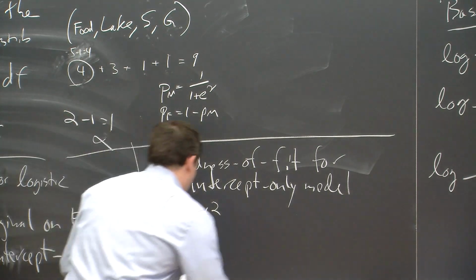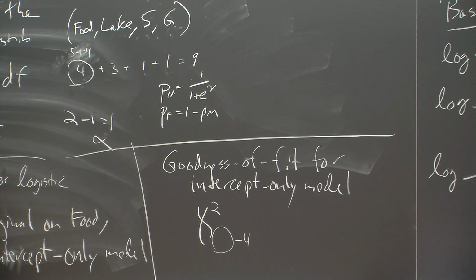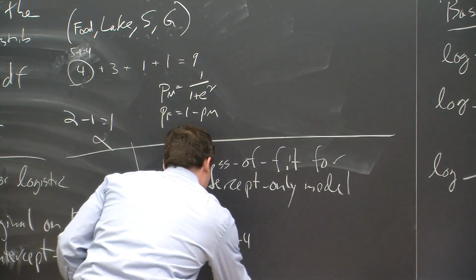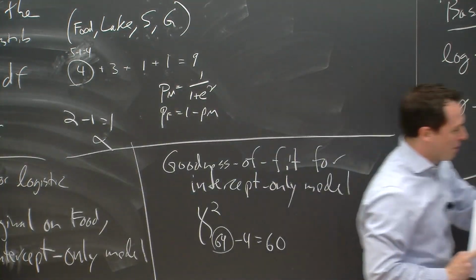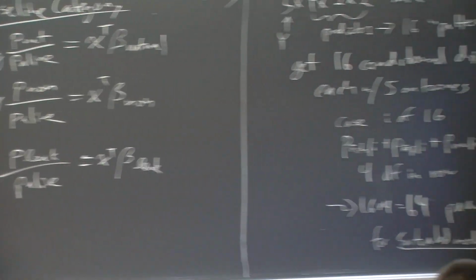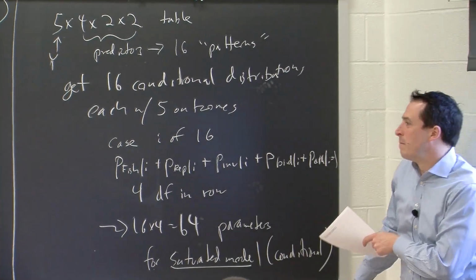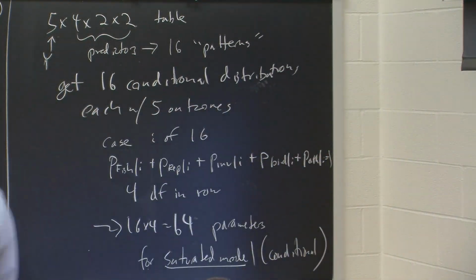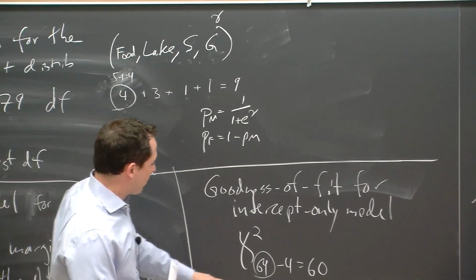Well, the minus 4 part is right. 64 minus 4. That's right. So this has 60 degrees of freedom. The saturated model, the model we're comparing it to, is the one that gives every row its very own multinomial distribution. That's what it means to be saturated for a logistic regression. Every one of these predictor patterns gets its own multinomial distribution, each of which has 4 parameters, so 16 times 4 is 64.